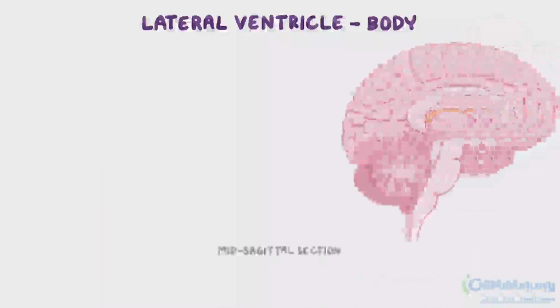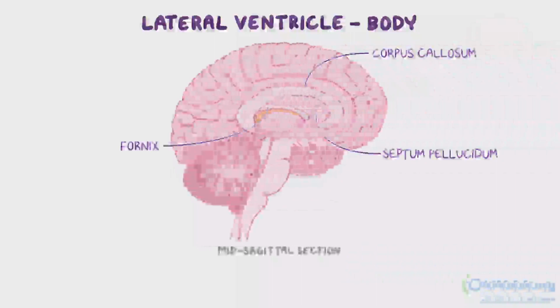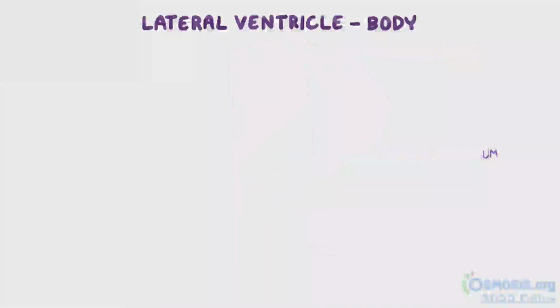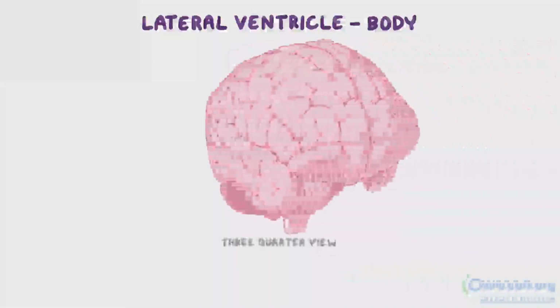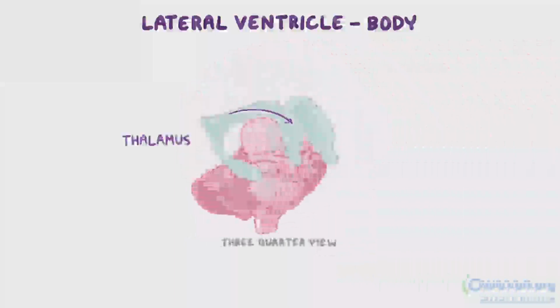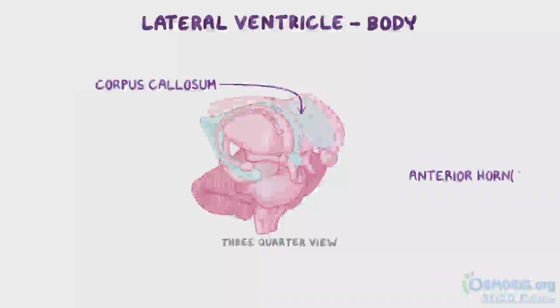On a mid-sagittal section of the brain, we can easily identify the corpus callosum and the septum pellucidum, extending from it to the fornix. Caudally, the septum pellucidum becomes smaller as the roof and the floor of the lateral ventricles come closer together. If we look at a three-quarter view of the brain and remove the cerebrum, we can see how the body of the lateral ventricle curves around the thalamus and caudate nucleus, and the corpus callosum is located superior to it. Rostrally, the body is continuous with the anterior horn.